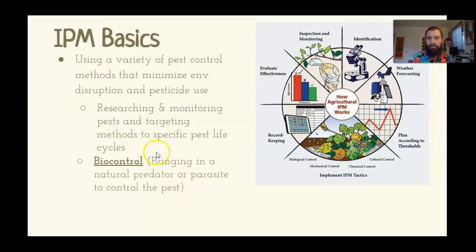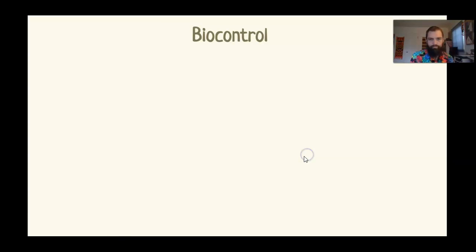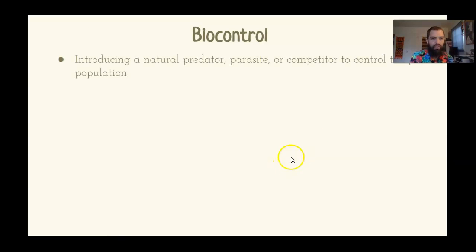And a biocontrol, what that means is bringing in a natural predator to the pest that you're dealing with, okay? Like a parasite. And crop rotation is another one that we've talked a lot about. We're going to get on that shortly. And intercropping.